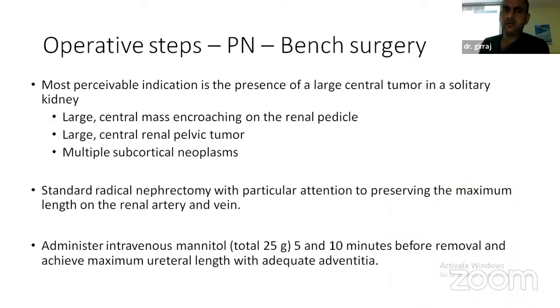Operative steps, partial nephrectomy, bench surgery. The most acceptable indications are a large central tumor in a solitary kidney, a large central mass encroaching on the renal pedicle, a large central renal pelvic tumor, or multiple subcortical neoplasms. Perform a standard radical nephrectomy with particular attention to preserving the maximum length of the renal artery and vein.